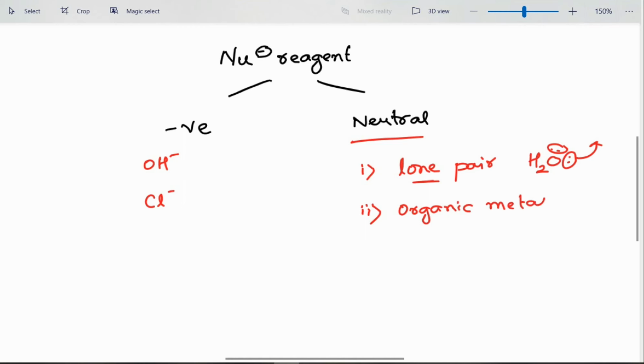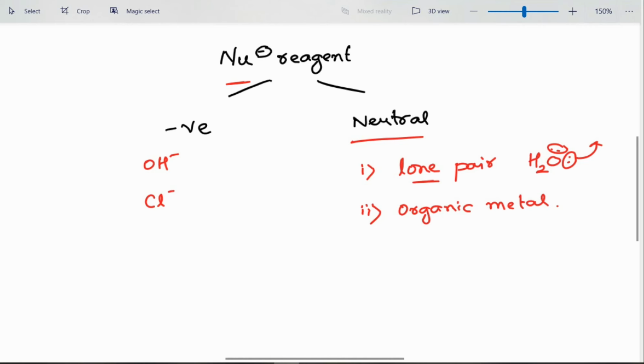So, if you consider the reagents, we have 2 types: a nucleophilic reagent and an electrophilic reagent. Electrophilic reagents are called Lewis acids, and nucleophilic reagents are called Lewis bases. Electrophilic reagents are classified into 2 types, positively charged and neutral species. Again, nucleophilic reagents are also classified into 2 types, negatively charged and neutral species. Okay, so this is about the reagents and different types of reagents.